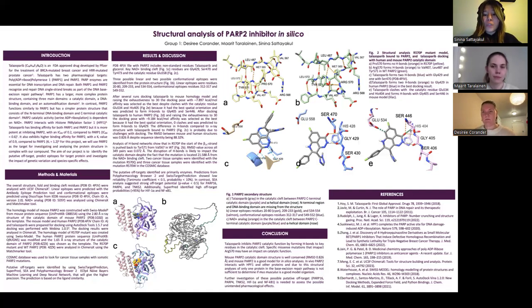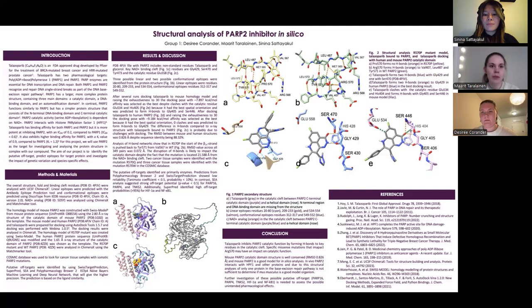The aim of our project is to identify the putative off-target, predict the epitopes for the target protein, and investigate the impact of genetic variation and species-specific effects. And we are using ChimeraX for analysis. For more detail, you can find it on this poster.